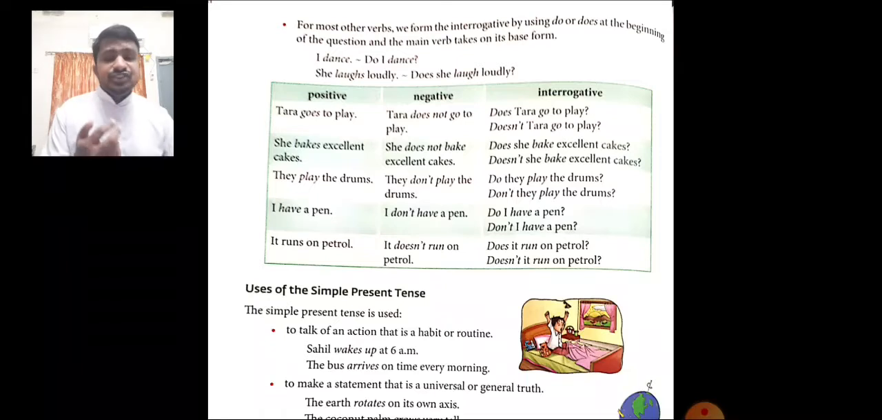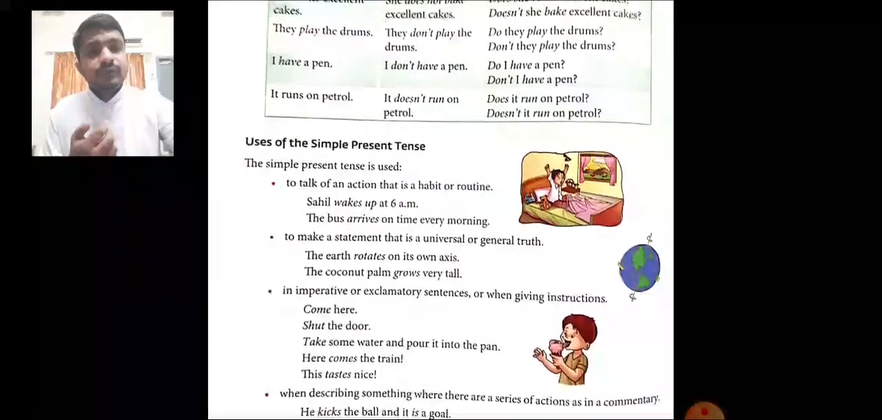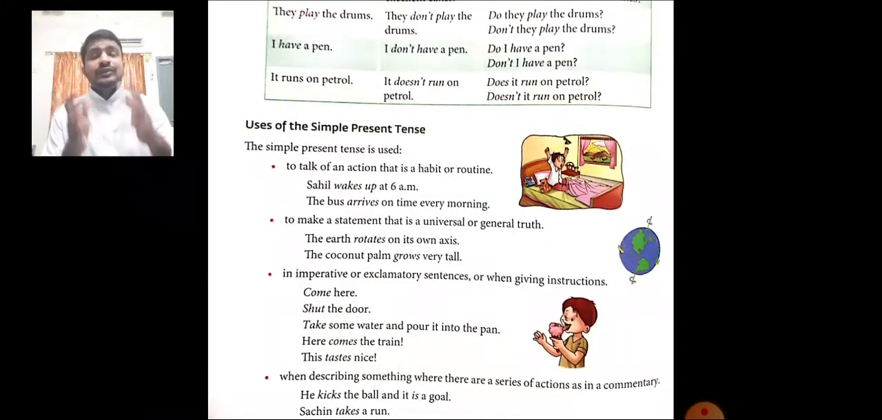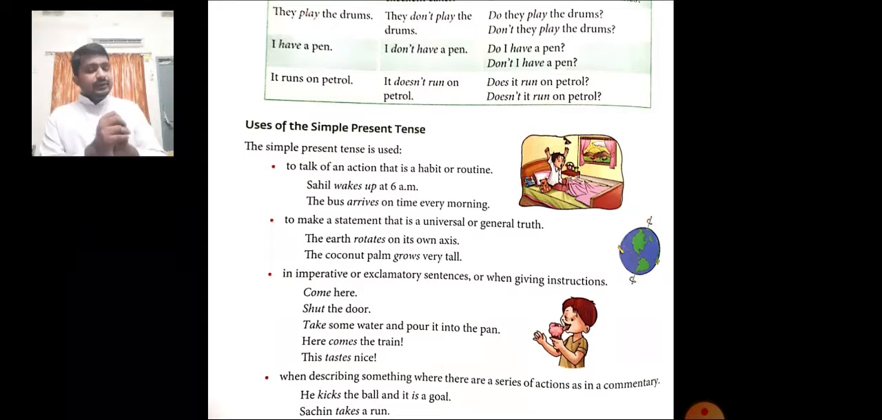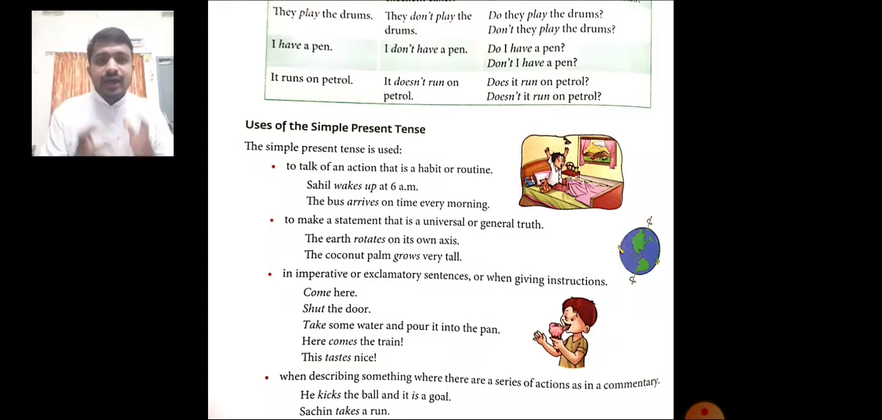Now where are we using these simple present tenses? First one is some habit or some routine actions. For example, Sahil wakes up at 6 a.m. The bus arrives on time every morning. Now, in order to tell about some universal or general truth also, we use the simple present tense. Then for imperative sentences, exclamatory sentences, or giving instructions, you need to use the simple present tense. For example, come here, shut the door.